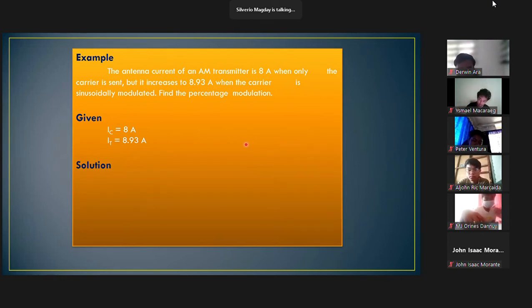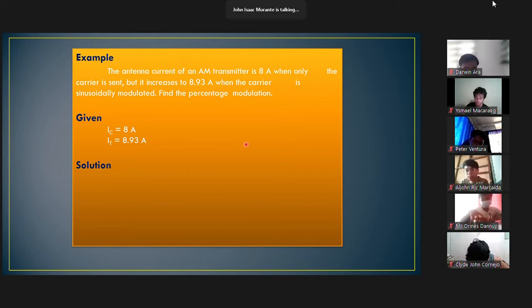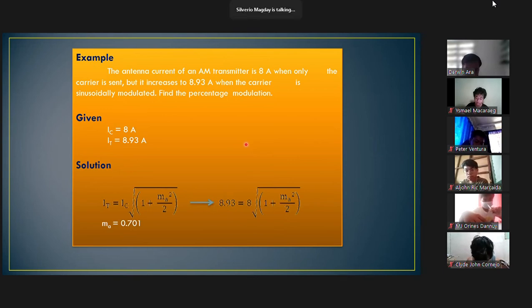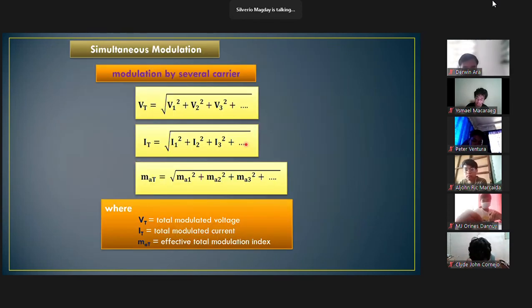We have 8.93 equals 8 times the square root of 1 plus M squared over 2. Solving, we get 0.70, and for percentage modulation, times 100, that is 70.1%.